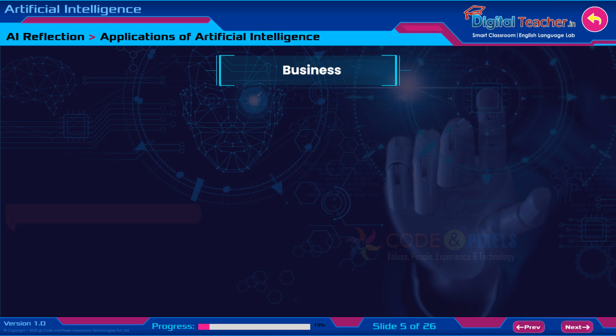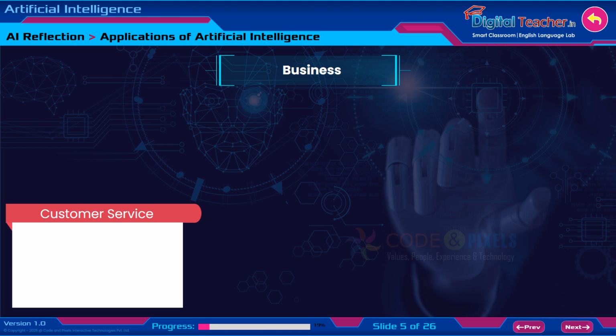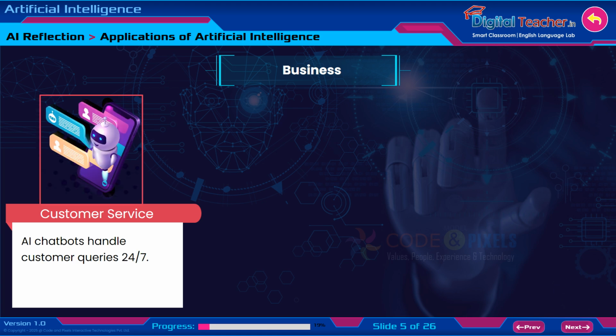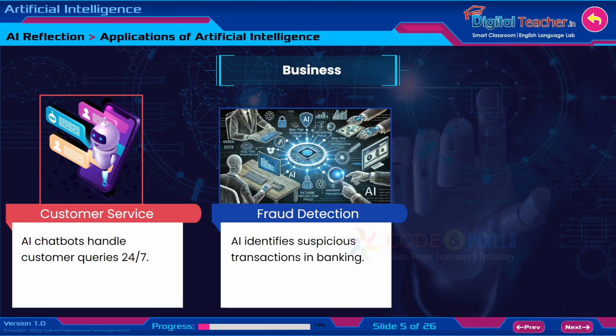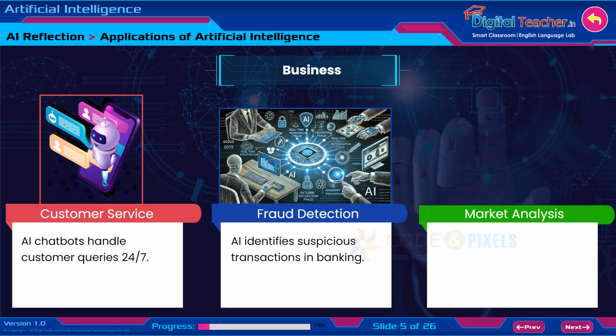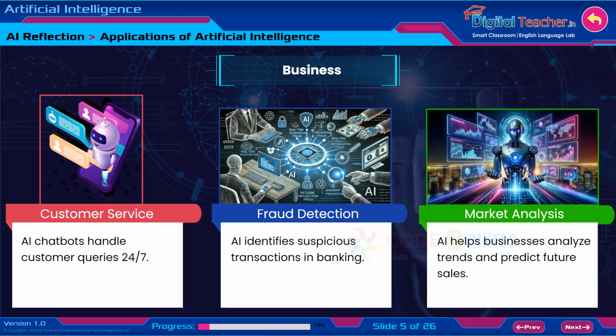Business. Customer service. Artificial intelligence chatbots handle customer queries 24/7. Fraud detection. Artificial intelligence identifies suspicious transactions in banking. Market analysis. Artificial intelligence helps businesses analyze trends and predict future sales.